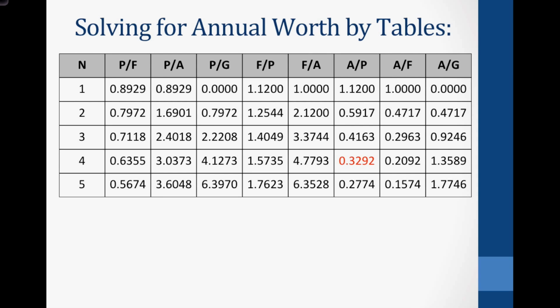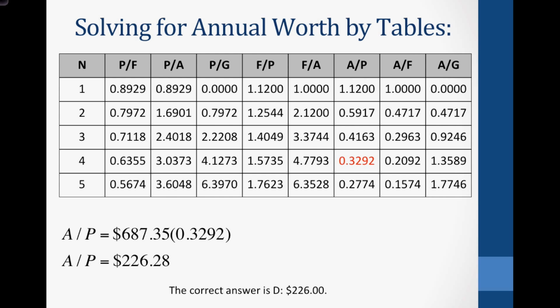So if you go down the grid, you would see that that factor for a given P with 4 years is 0.3292. How this simplifies things is you can take this factor and just multiply your present value. When doing so, you would multiply $687.35 by 0.3292. You come up with a very slightly different answer of $226.28. But nonetheless, that answer resembles the answer D, the same as the previous slide.